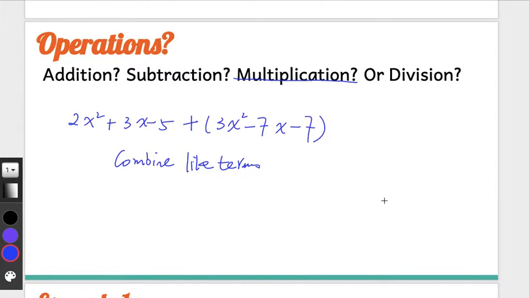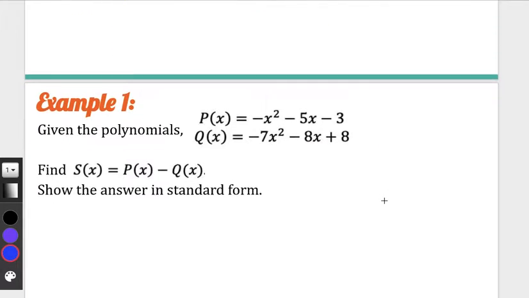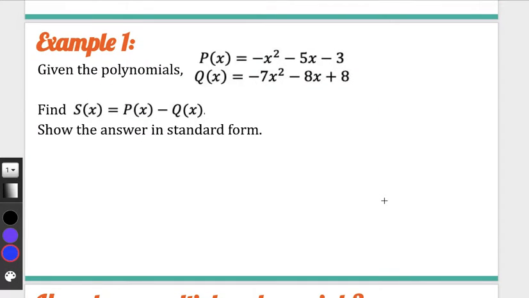So let's check our first example. As you can see, we have two polynomials. The only difference you can see in this unit is probably just this kind of symbol, which indicates a different kind of polynomial. But it's very, very similar to the things we learned before. And then the question is to find s of x, and the definition for s of x is p of x minus q of x. So basically, we just need to subtract these two polynomials.